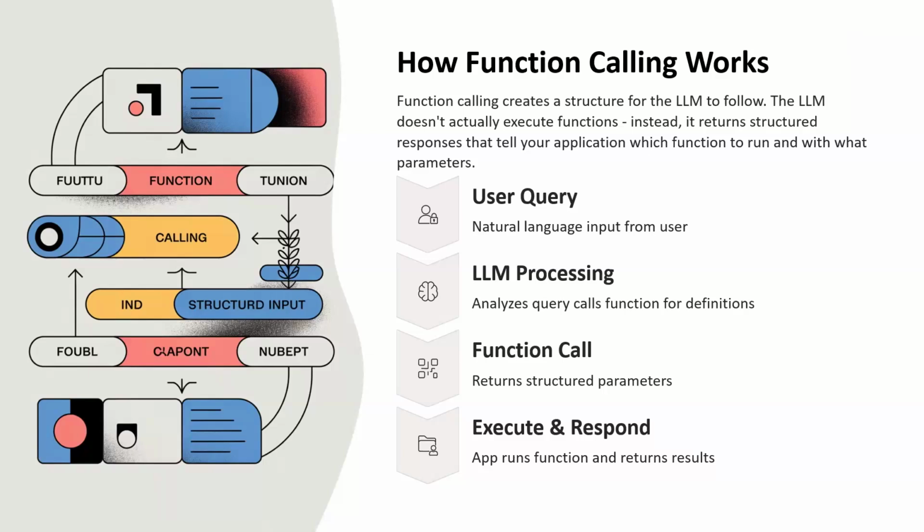So the user's query, which is natural language, the LLM processes, which is the application brain, right? It processes the query and then determines what functions to call based on the user's query. The function then runs and returns structured parameters, right? And then the app executes the function, and we get our desired result. So it goes: user's query, LLM processing, function calls, then it executes, and then we get our response.